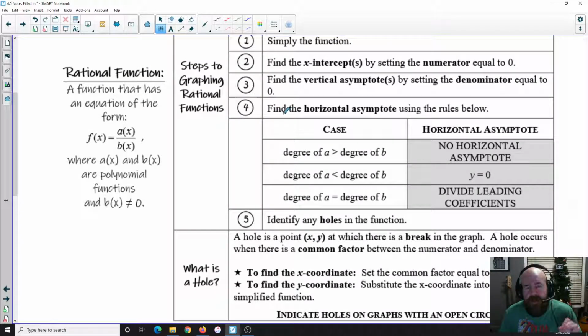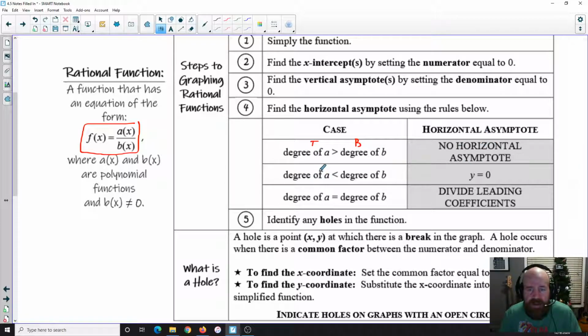And then the big thing here is horizontal asymptotes. We have 3 different rules that you have to know. If we're given a function f of x equals a of x over b of x, a polynomial divided by a polynomial, that's a rational function. If the degree of a is bigger than the degree of b, so the top is bigger than the bottom, we have no horizontal asymptote.